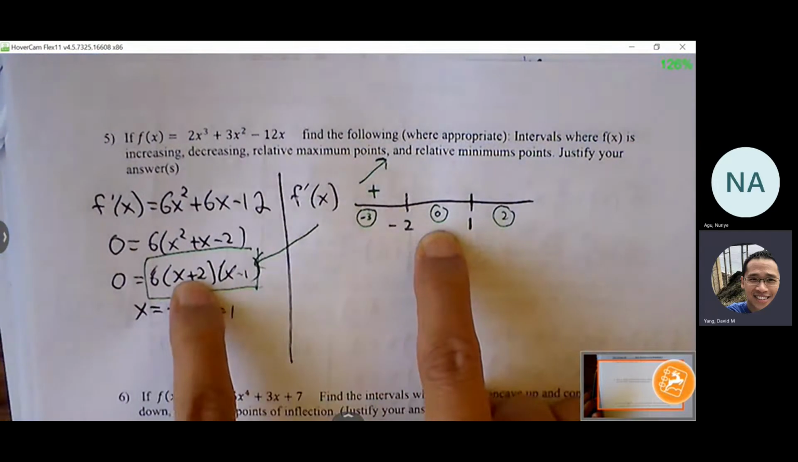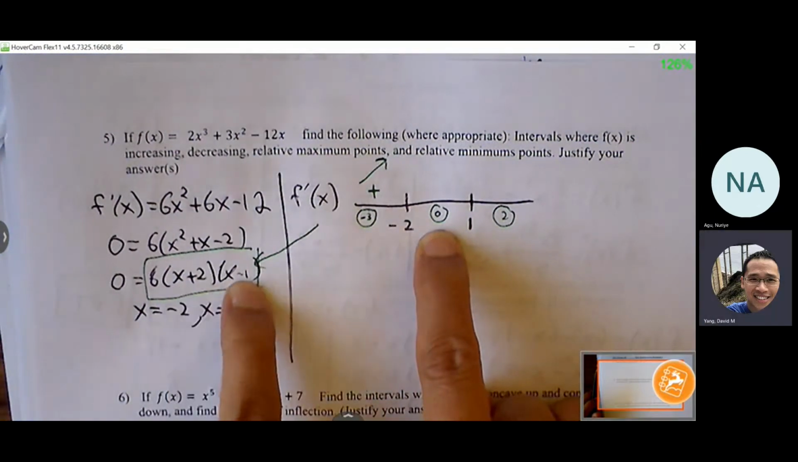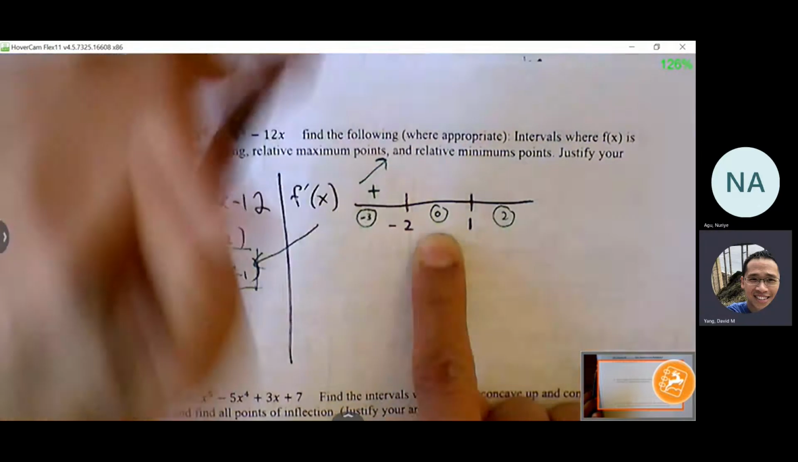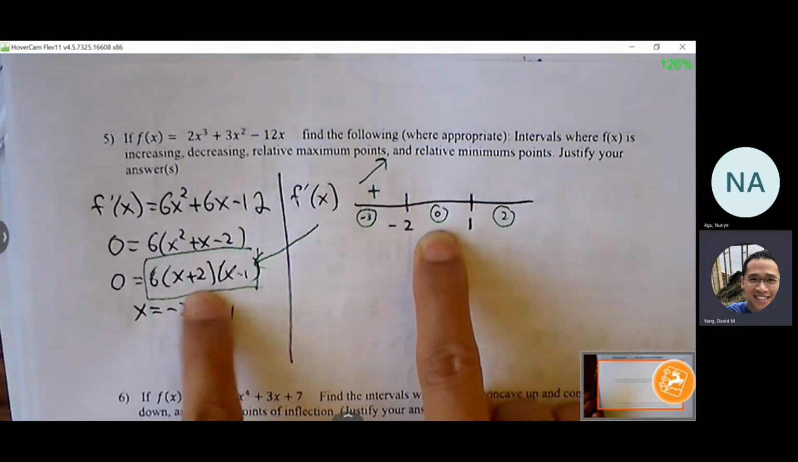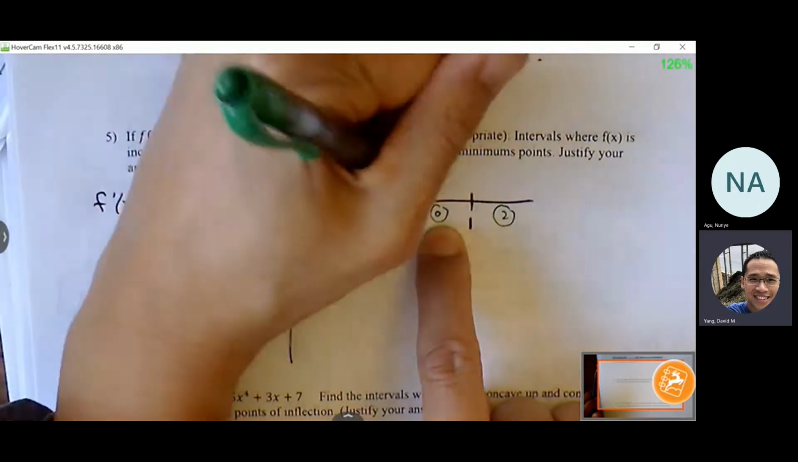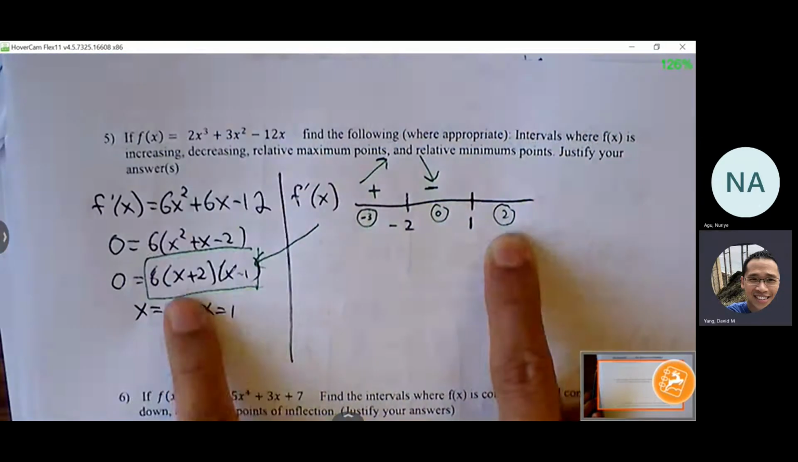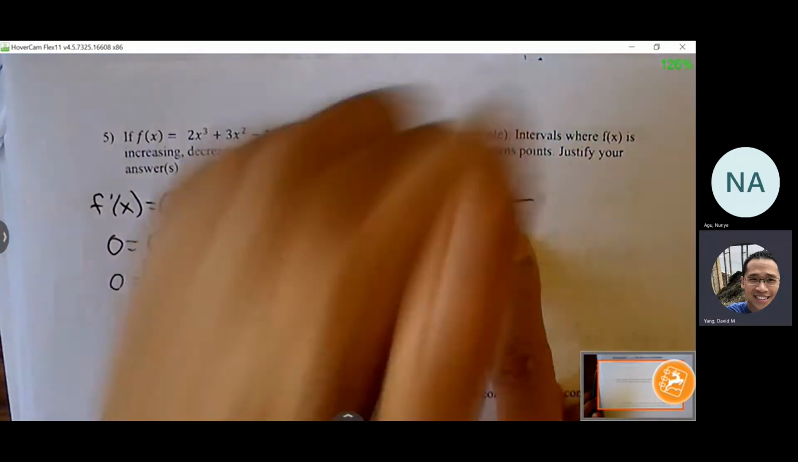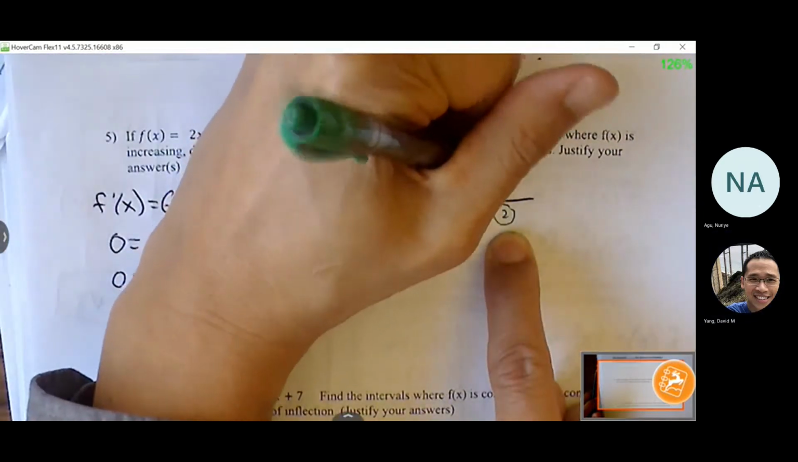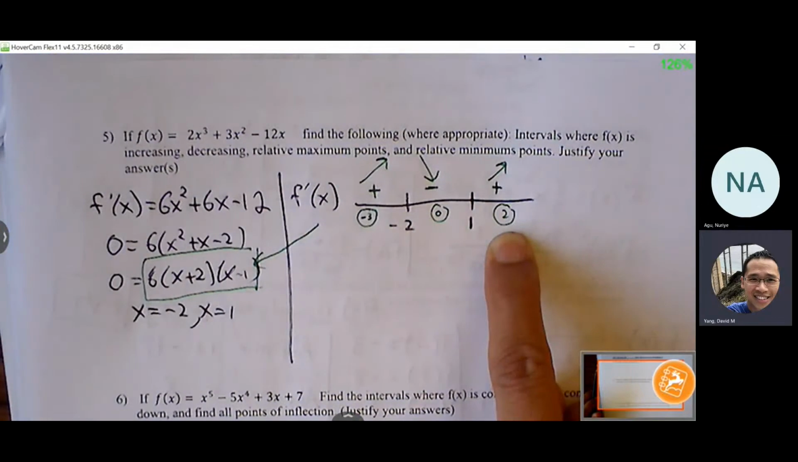Plug 0 in. Positive times positive is positive. Oops, positive times negative is negative, right? 0 minus 1 is negative. Positive times positive is positive.